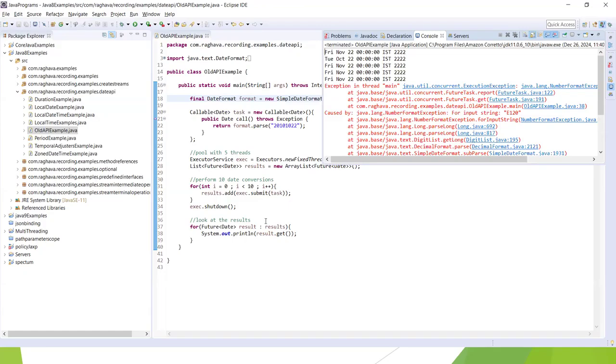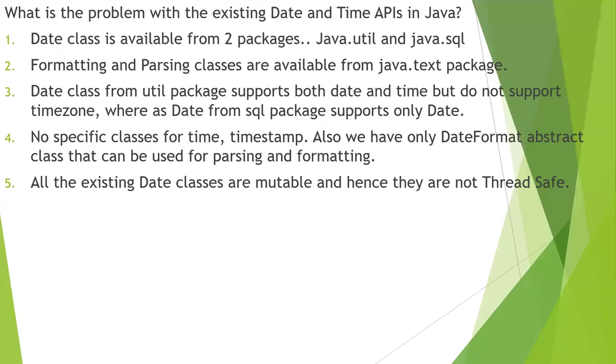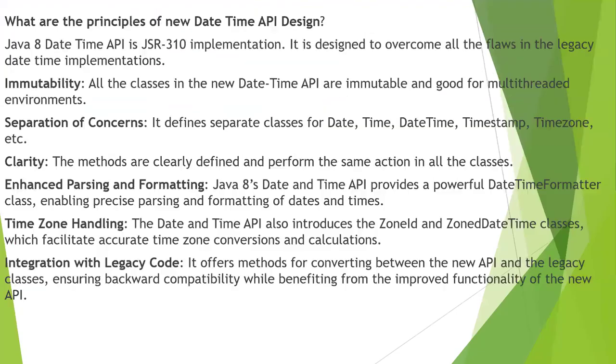Now let us go back to the presentation where we have the Java 8 related things. Okay, now what are the principles of Java 8? The Java 8 date time API, which was introduced, followed a particular implementation, which is the JSR 310 implementation. It was basically designed to overcome all the flaws in the legacy datetime implementations, which were still there before Java 8.